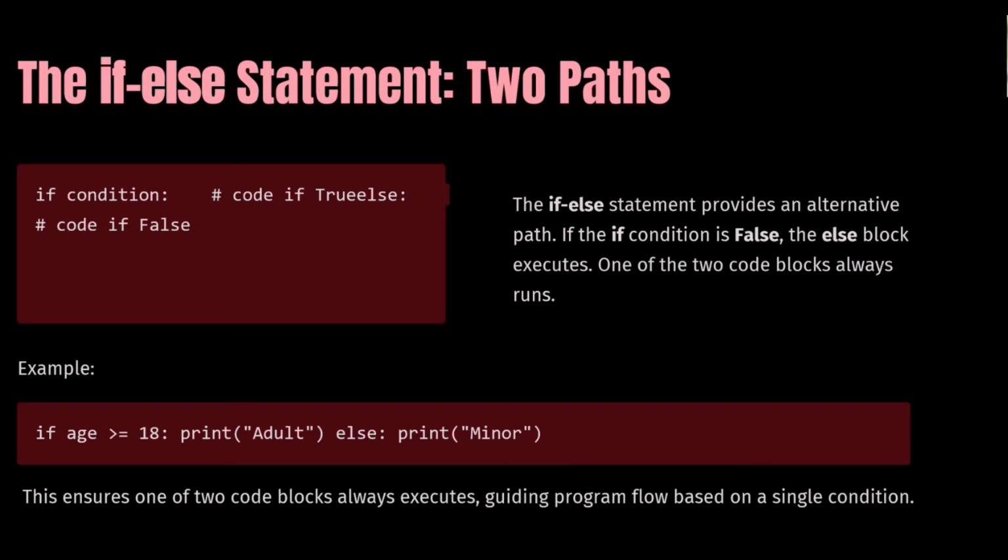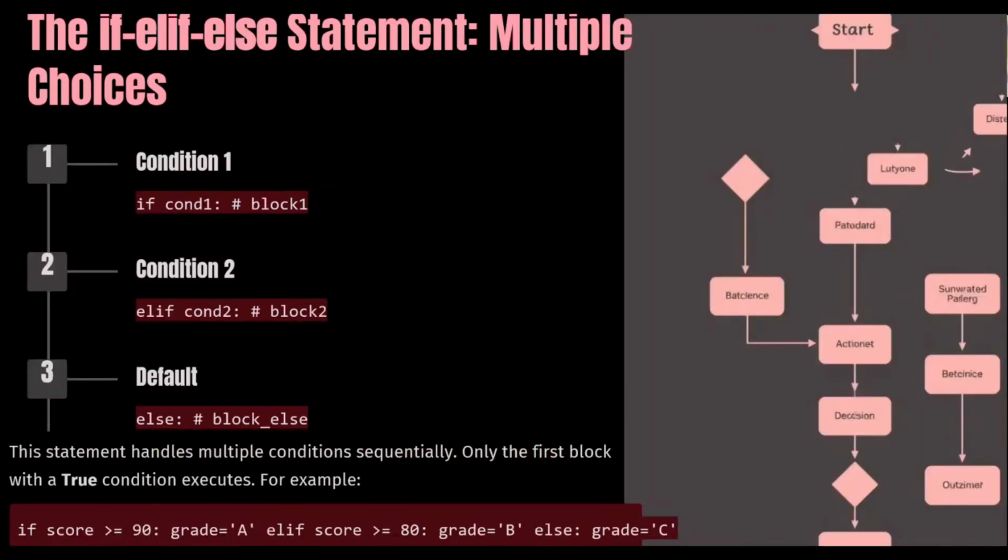You can see the example here: if age is greater than 18, print "Adult," else print "Minor." If you have two statements to print, you can use the if-else statement. This ensures that one of the two code blocks always executes, guiding the program flow based on your single condition.